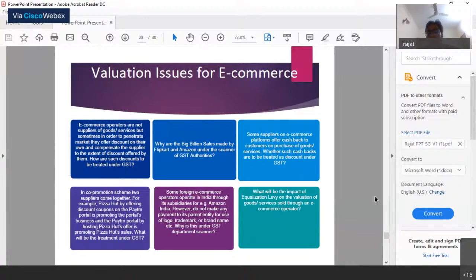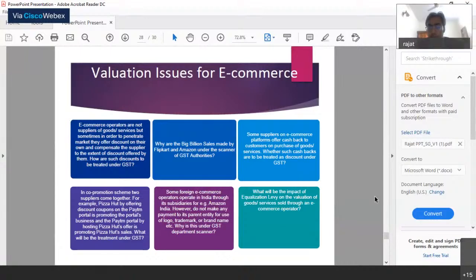Some of the other important issues. Yes, Neha. Yeah, Rajat, in the interest of time, I was wondering if we could focus a little bit on the most exciting thing that I see there, the big billion sale, and your thoughts on this new business of the equalization levy and how it plays in with the GST, if we could focus on two of these issues. Sure.